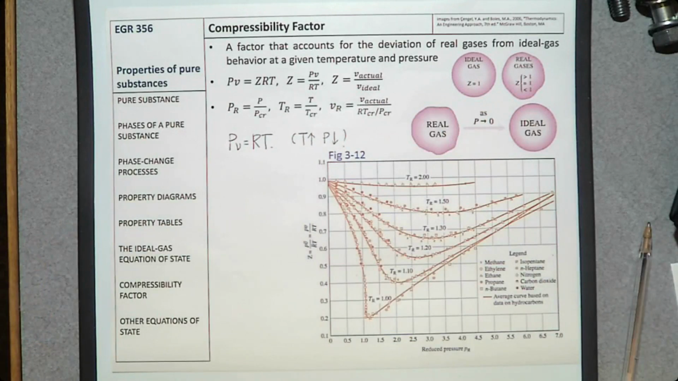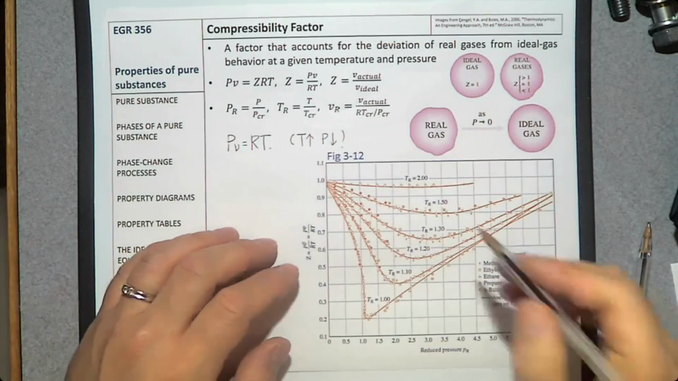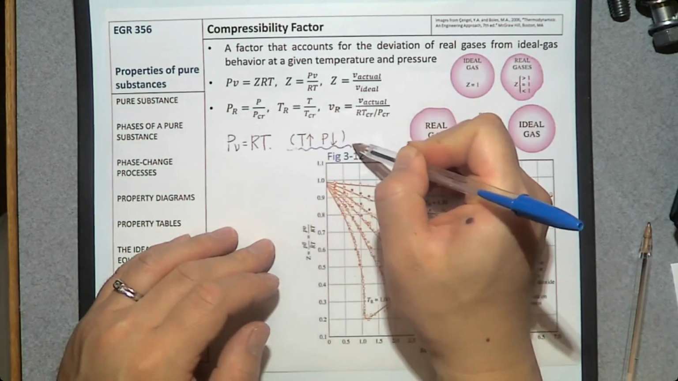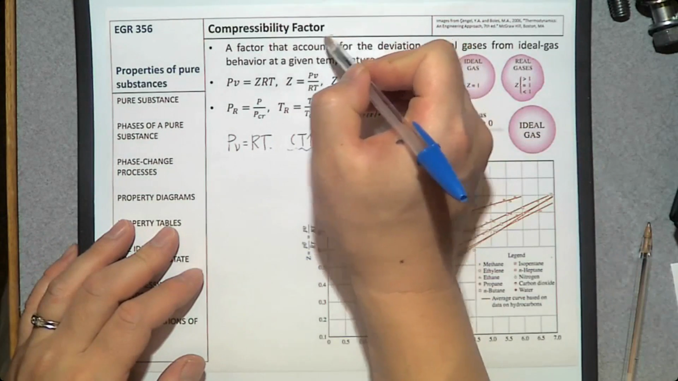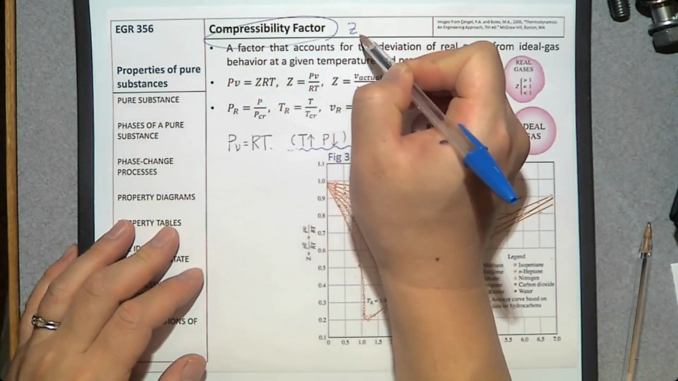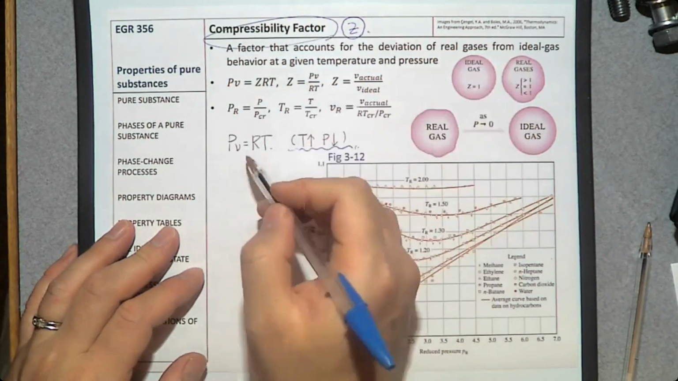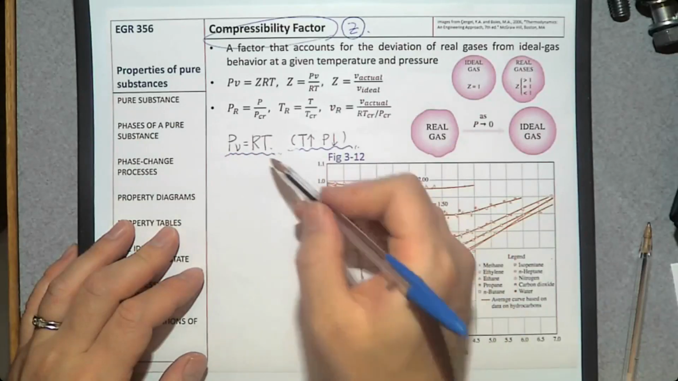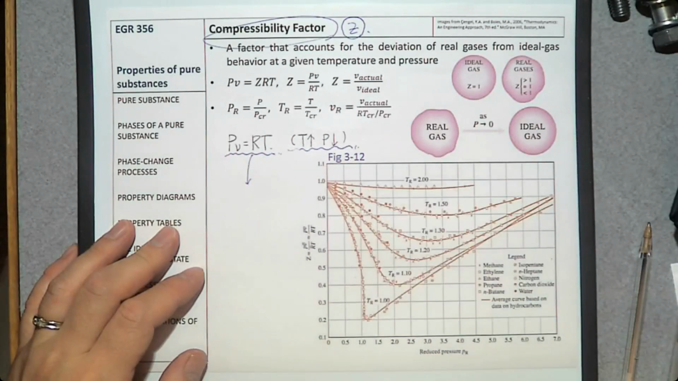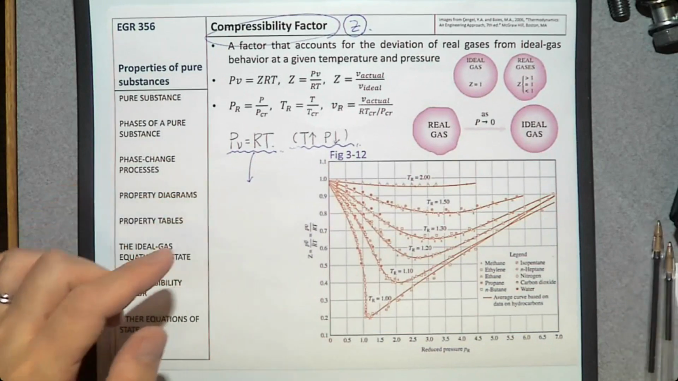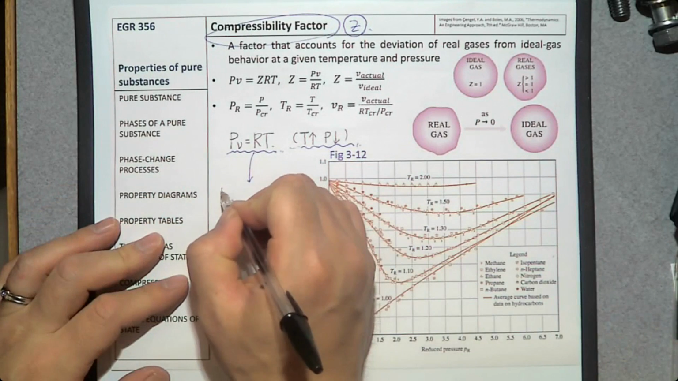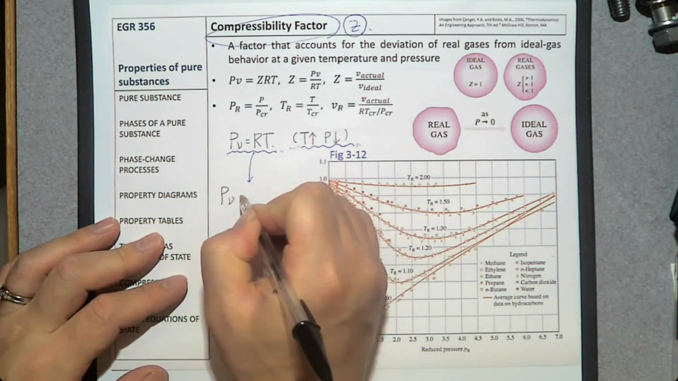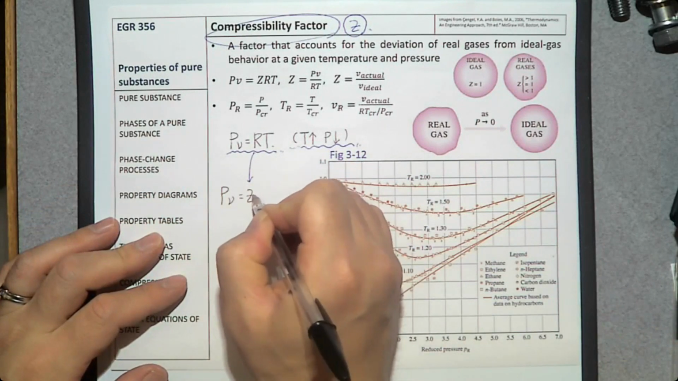What if we don't meet these conditions? Then we can use this compressibility factor Z to modify the ideal gas equation. So instead of PV = RT, we can say PV = ZRT.